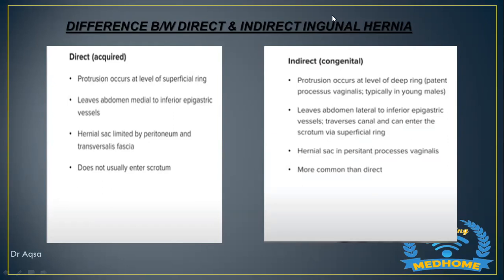Yes, Dr. iPhone, can you please unmute yourself and just quickly revise for us the differences between direct and indirect inguinal hernia? Yes, direct inguinal hernia occurs from the superficial ring, and indirect occurs from the deep ring. Direct is not usually common among old ages, and indirect is congenital and occurs from younger ages. And direct hernia does not usually enter the scrotum.